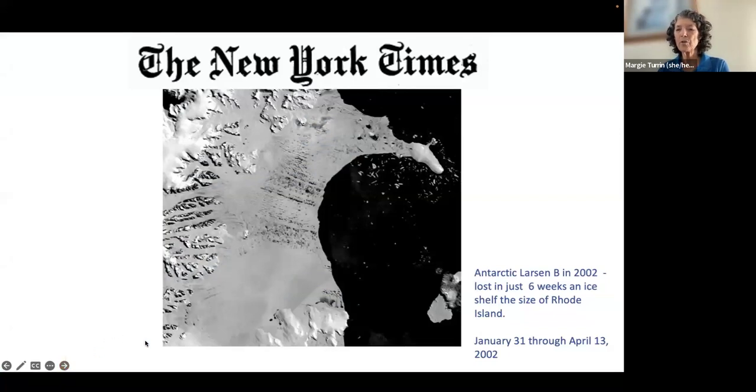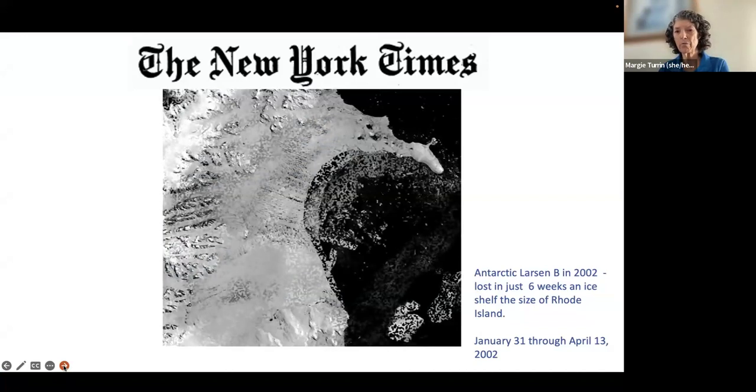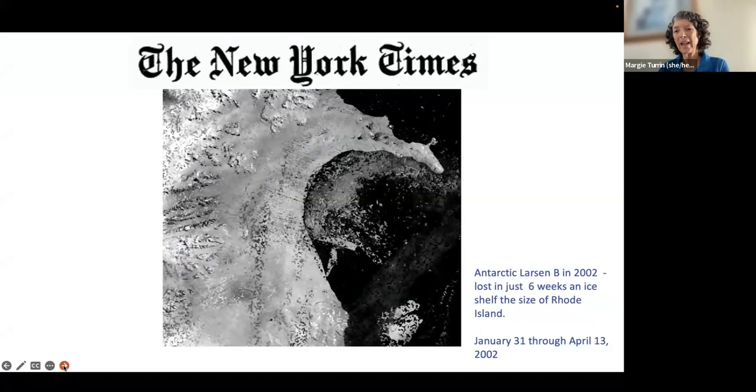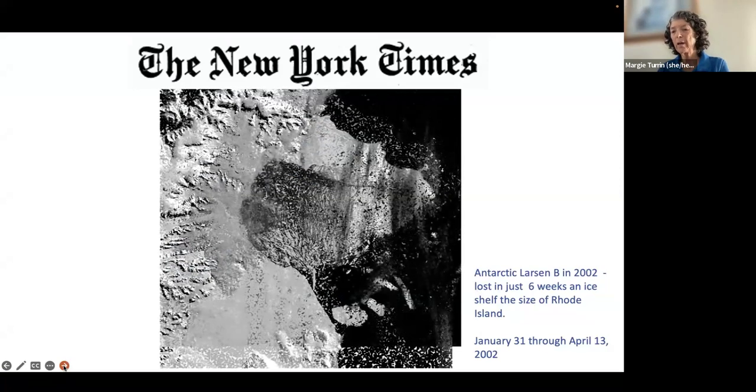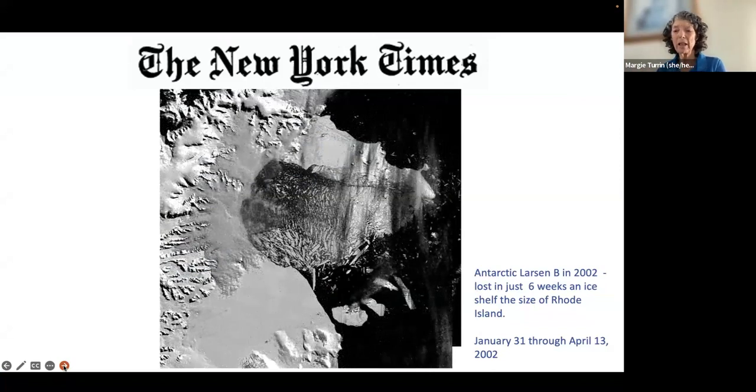So in 2002, we saw the Larsen ice shelf disintegrate in 6 weeks. And so we'll just click through this disintegration. And that ice shelf was the size of Rhode Island. So that went away between the end of January and the middle of April. So, 2.5 months, right? Which seemed like a lot.